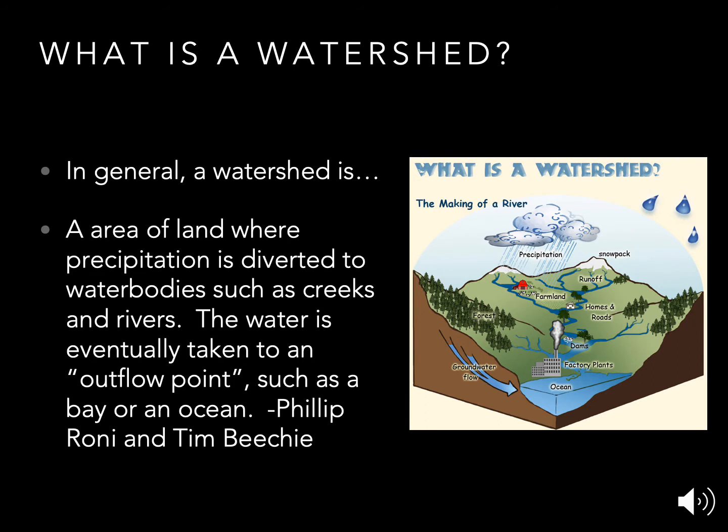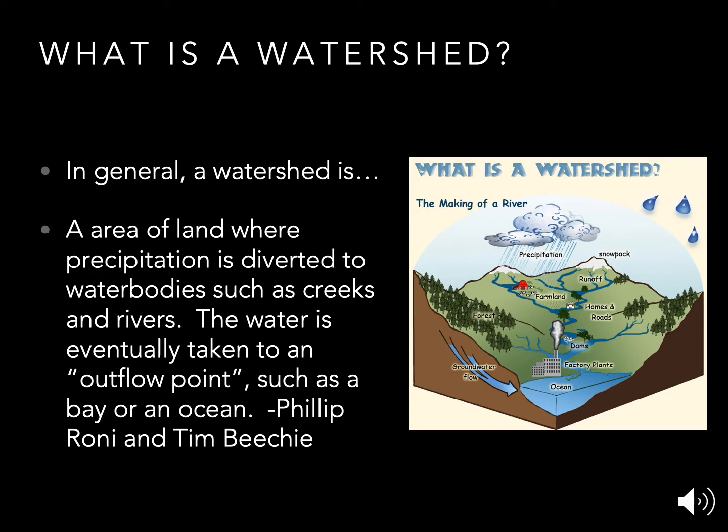So, what is a watershed? In general, a watershed is an area of land where the precipitation is diverted into water bodies such as creeks and rivers. Once this happens, the water is eventually taken to an outflow point such as a bay or an ocean. If you look at the chart at the right, you're going to see a precipitation visual.